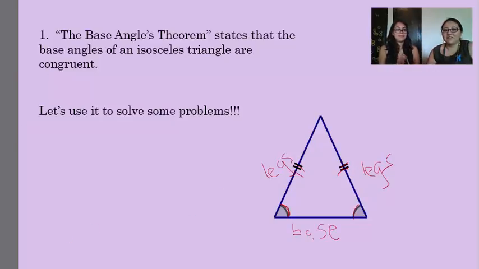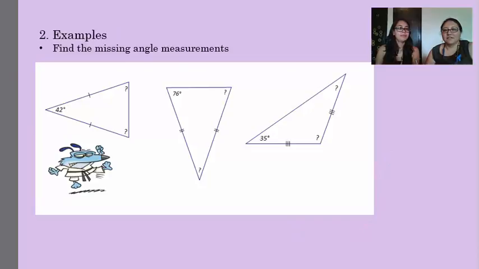Awesome. So I think we can start with some examples here, right? We're going to find the missing angles. What we want to do first is identify what the base is, because we know that the base angles are congruent. The base on this triangle would be this side here, on this one here, and on this one here. I say base because these lines mean that the sides are congruent to each other, so I would assume that these two are my legs.